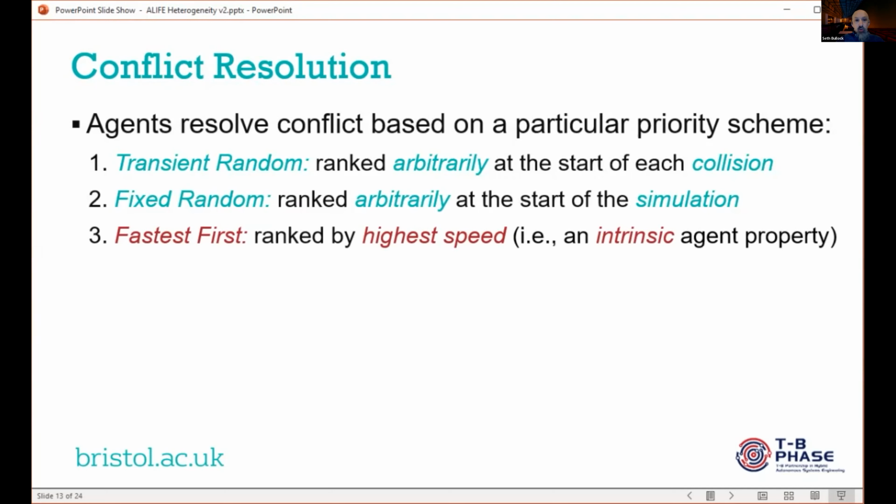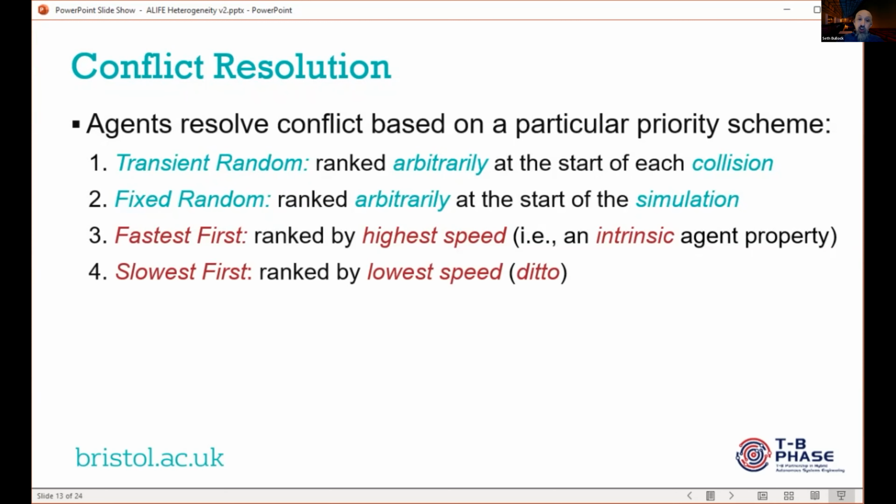And then we have models where priority is assigned based on an intrinsic agent property. An obvious way of doing that, given that our collective performance is how many journeys can happen, you might say, let's prioritize the fastest agent. So in a collision, the fastest agent will have highest priority. We can also do the opposite. We could prioritize the slowest agent, and they could have highest priority when they encounter a collision.